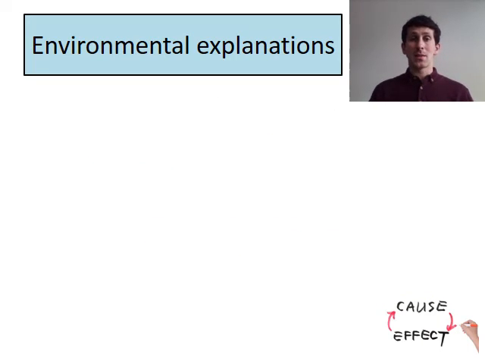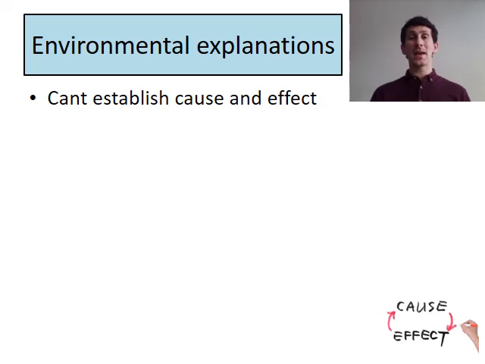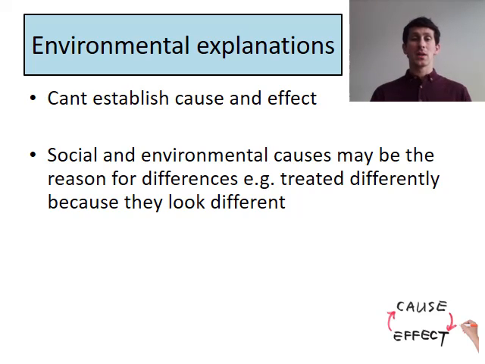We're going to have a little look at some environmental explanations now for these results. As we've already seen, we've mainly looked at the genetic reasons for the psychological, behavioural, physiological differences. But the main thing is we can't establish cause and effect, okay, because it might be due to social or environmental differences. For example, they might be treated differently.